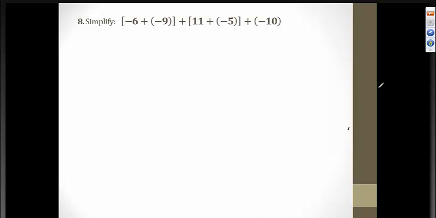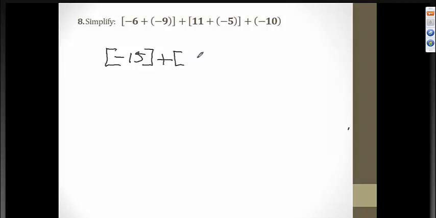So our first grouping is negative 6 plus negative 9. Our second grouping is 11 plus negative 5. And before I do anything, I have to figure out those two sums. I'm going to keep the bracket. Negative 6 plus negative 9 would give me negative 15. Now, because there are two negative numbers, I simply add and use the sign of the two addends. With the next bracket, first of all, I have the plus sign in between. I have to keep it there.